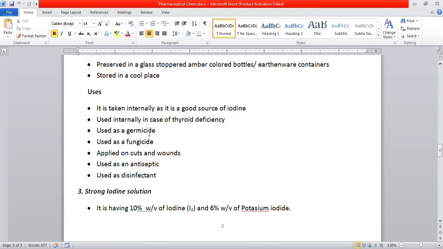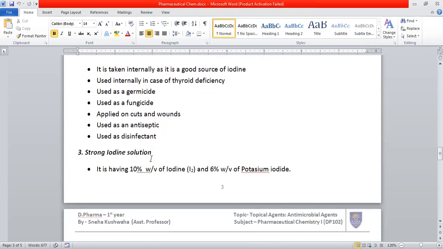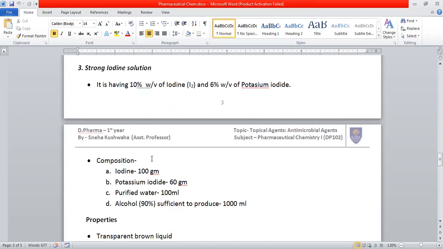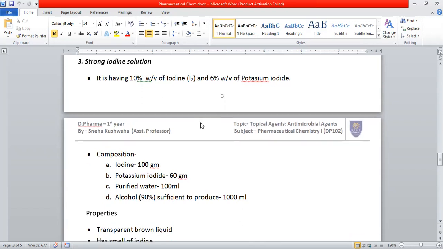It is also used as a germicide, as a fungicide, as an antiseptic, as a disinfectant, and it is also applied on cuts and wounds. Now, the third solution is strong iodine solution. It is having 10% weight by volume of iodine and 6% weight by volume of potassium iodide.